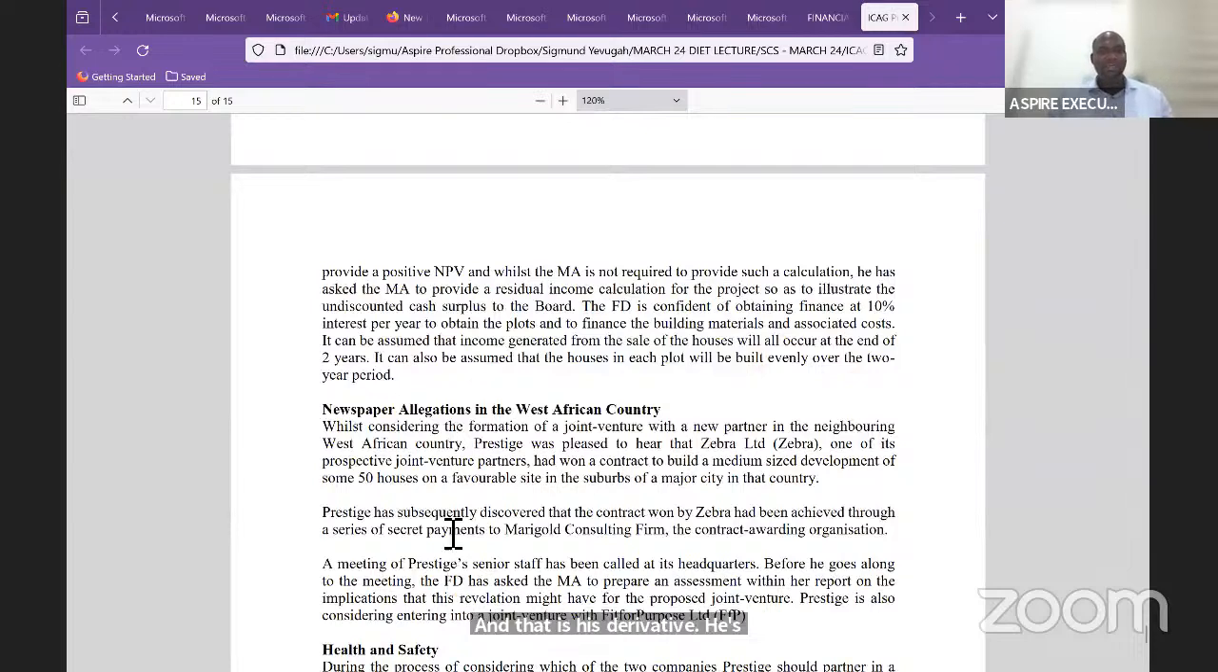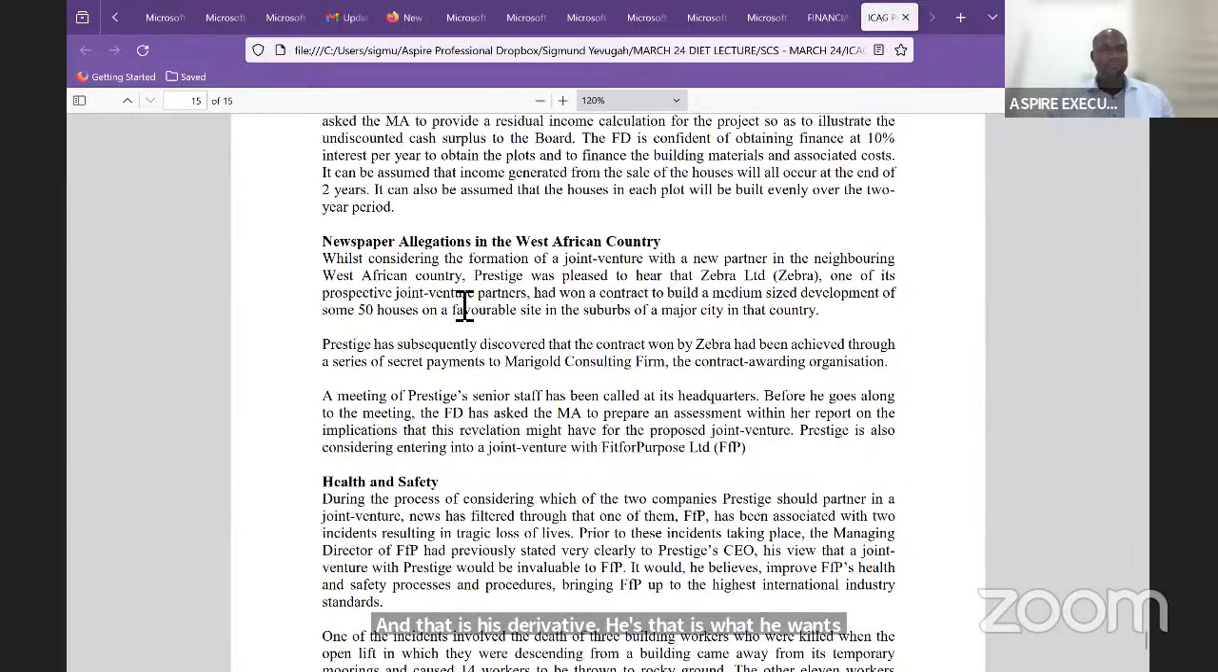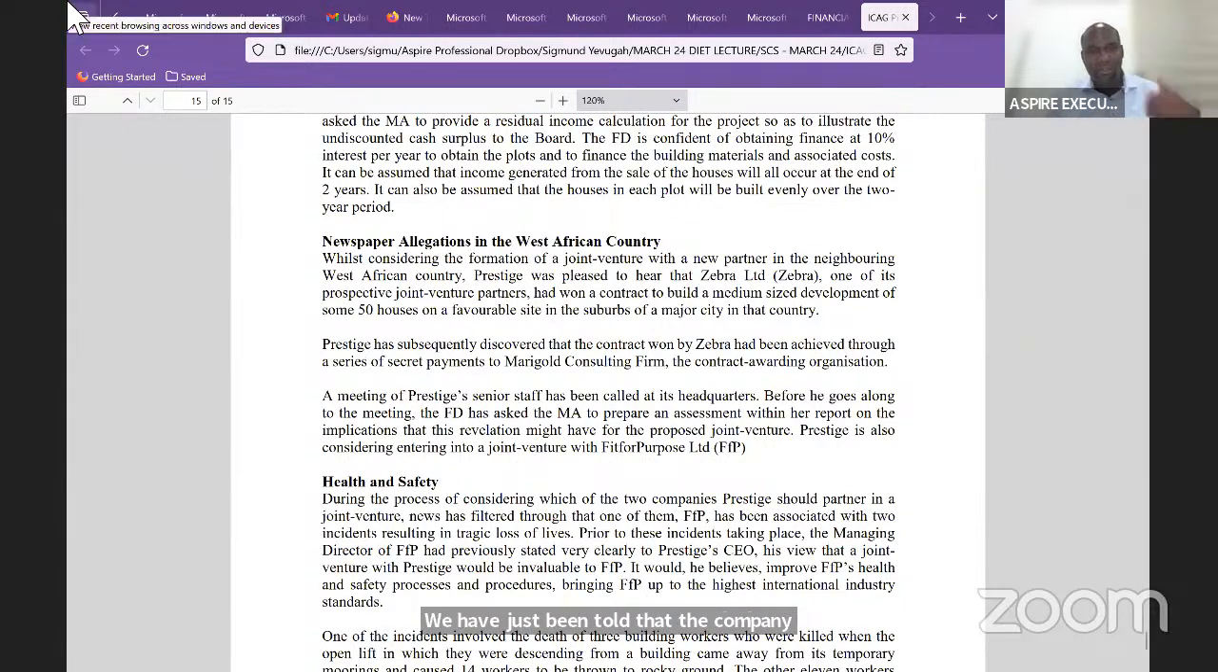So clearly, we have been given information on the company's decision to go into a foreign country and partner with a foreign company. And in partnering with that company, we have just been told that the company won some contract, and they won it through giving away secret payments. A series of secret payments were made, I hope you are with me, for them to win the contract. That also brings to bear issues of ethics. That also brings to bear issues of what? Ethics, and we need to look at that purposely.